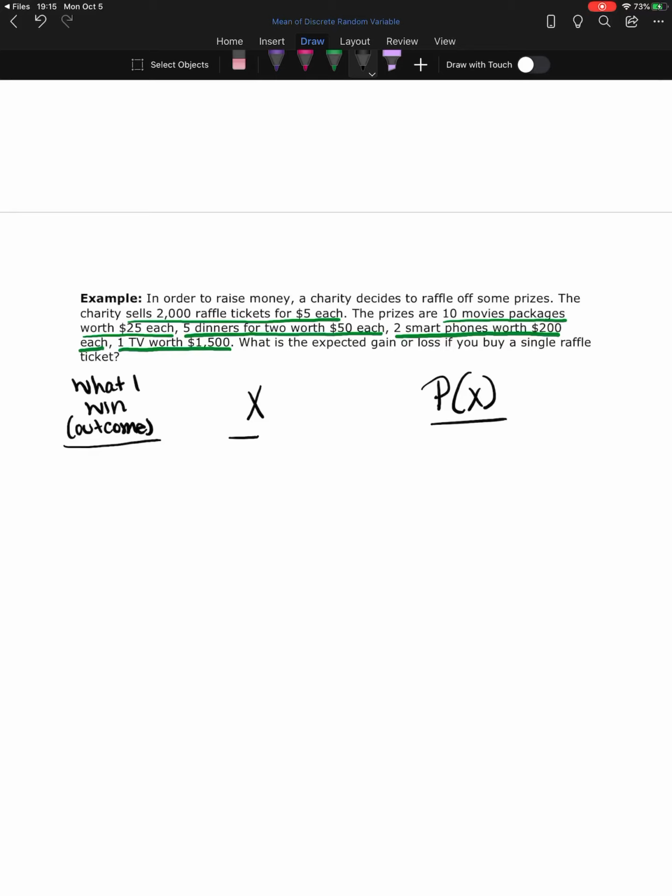The first column here, I'm looking at what I win. So if I participate in this raffle, I could win a movie package. So I'm going to list that as one of my possibilities for winning is the movie package. I could also win the dinner for 2, or I could win the smartphone. I could win a TV, or I could win nothing, which would be sad. So I'm going to put a little smiley face next to him.